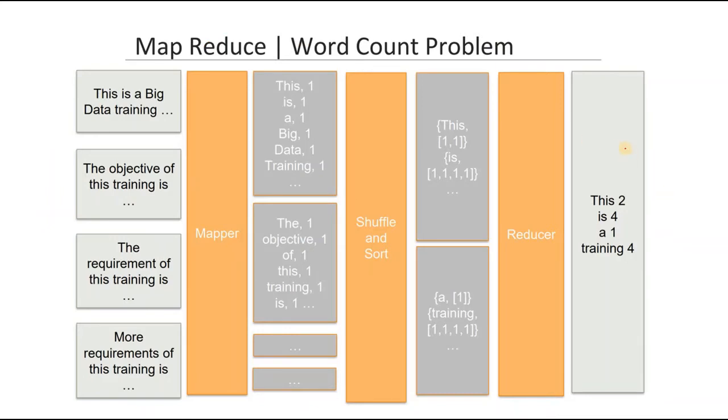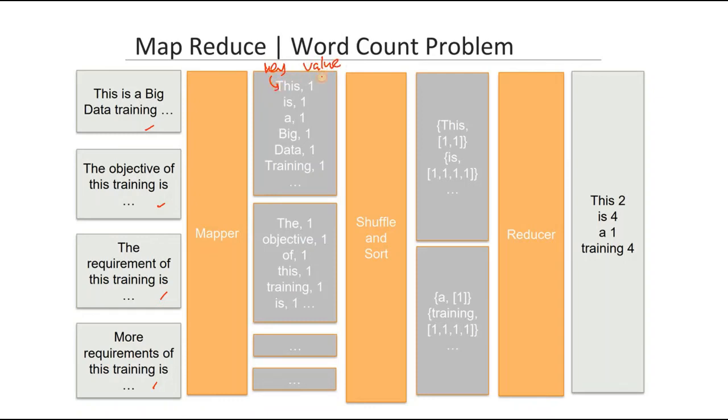So this is the word count problem. For example, we have 4 documents here. This is a big data training. The objective of the training is something, blah, blah. The requirement of the training is blah, blah. And more requirements of the training are blah, blah. Okay, so what MapReduce does is it will split each document into words.